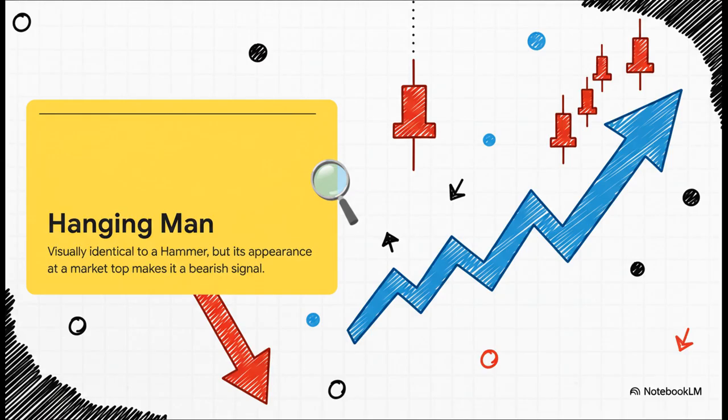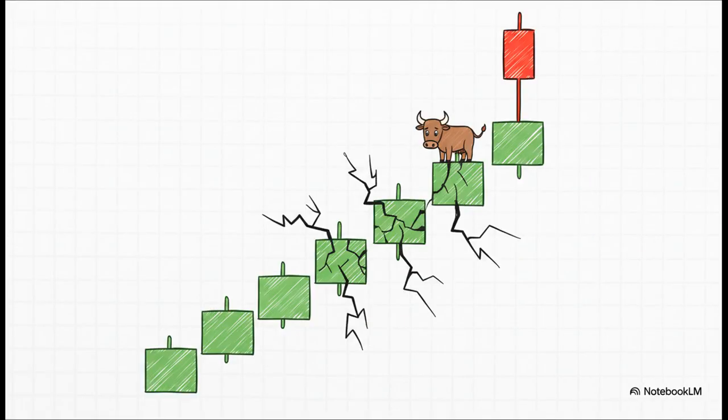Why? Because context. Context is everything. This pattern shows up at the top of an uptrend, not the bottom. So the story it tells is one of weakness. Yeah, the buyers managed to push the price back up by the end, but that long lower wick shows that for the first time in a while, there was a lot of selling happening. It's a huge warning sign that the uptrend might be running out of steam.